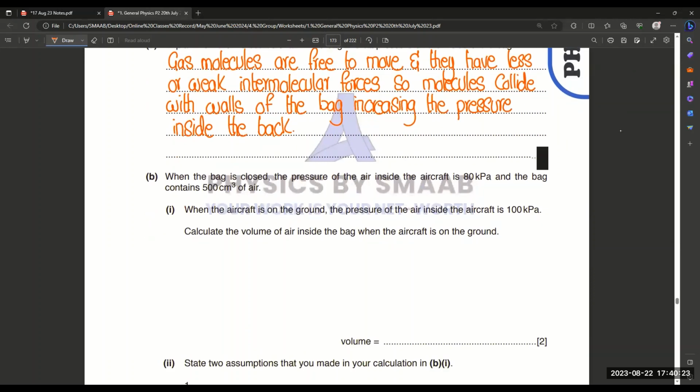And again, we have the same concept. When the bag is closed, the pressure of the air inside the aircraft is 80 kilopascal. This k means kilo, which means 10 to the power positive 3. And the bag contains 500 centimeter cube of air. So this is the initial volume. And when the aircraft is on the ground, the pressure of the air inside is 100 kilopascal, so you can see that pressure has increased. So this is P2. Now again they are asking for V2. Again they are asking the same question with a different situation only.